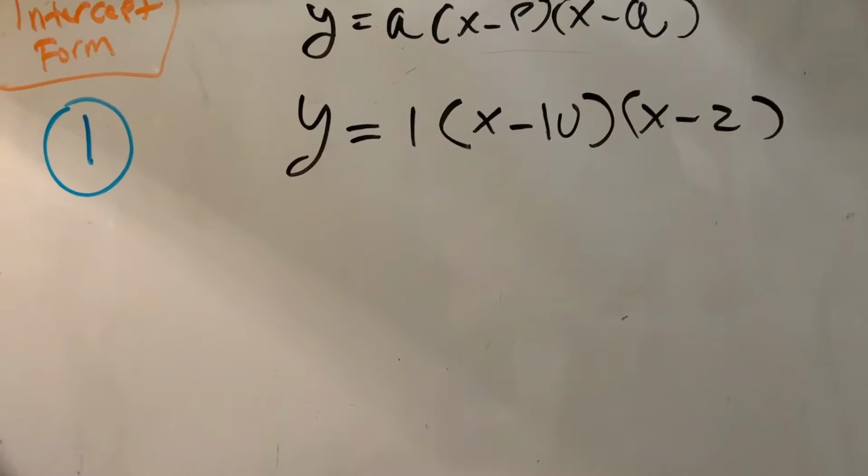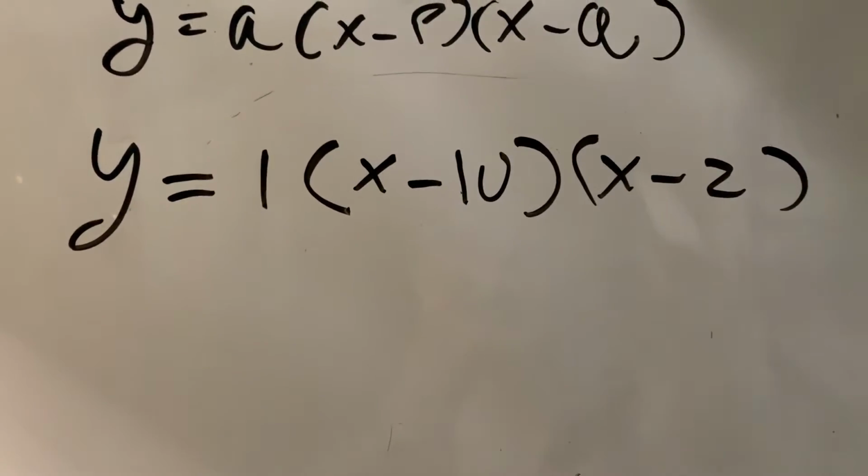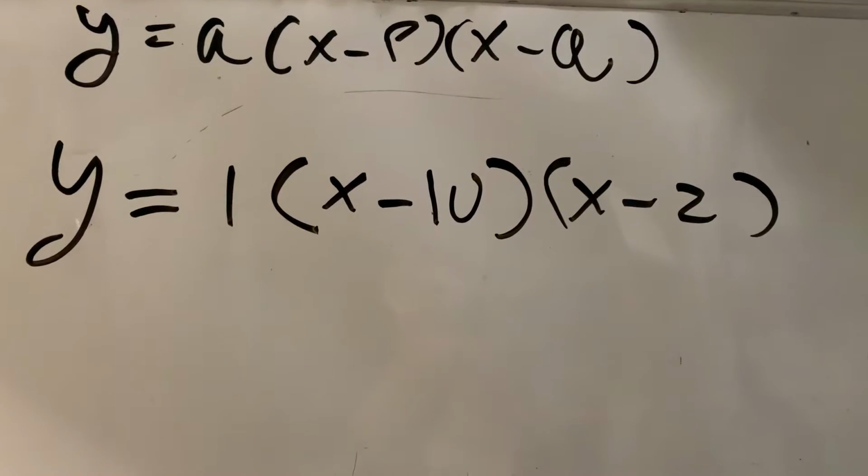All right, step 1 for intercept form. We're basically just choosing an equation here. The basic equation is y equals a(x minus p)(x minus q).